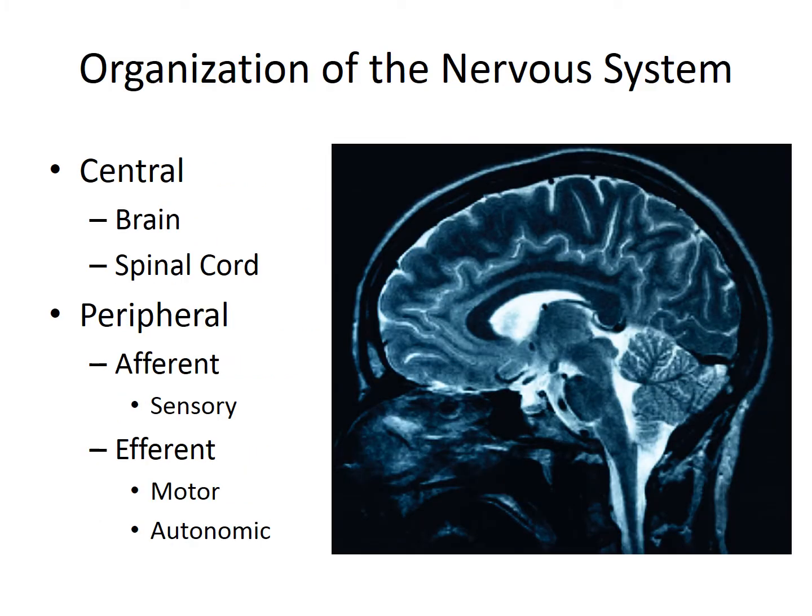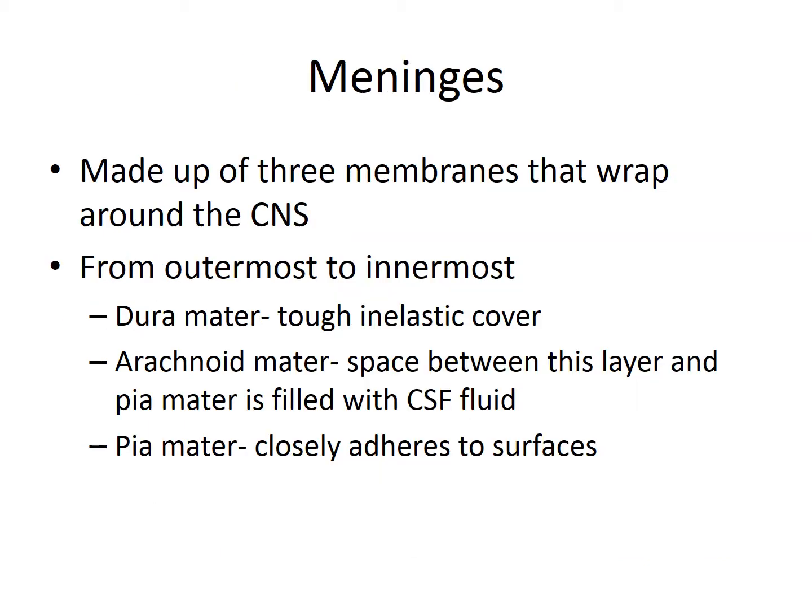Okay, so to go back to one of our original slides, we have the central nervous system. We're talking about the brain and the spinal cord, and the peripheral nervous system, which is comprised of the afferent or sensory neurons and the efferent, which is motor and autonomic. And you will talk about the peripheral nervous system starting at the next lecture with Dr. Furr. So the meninges are three membranes.